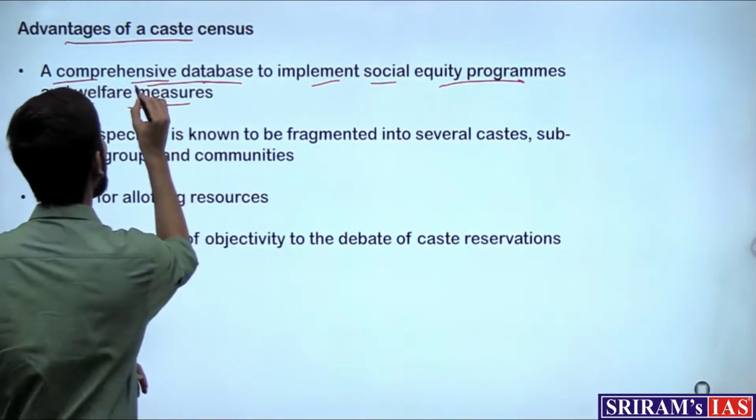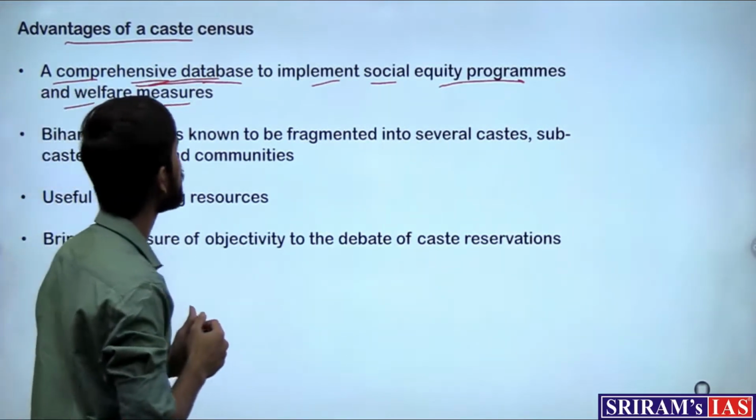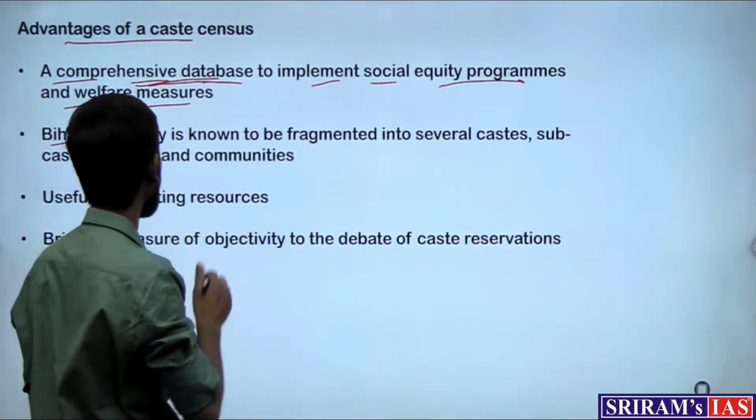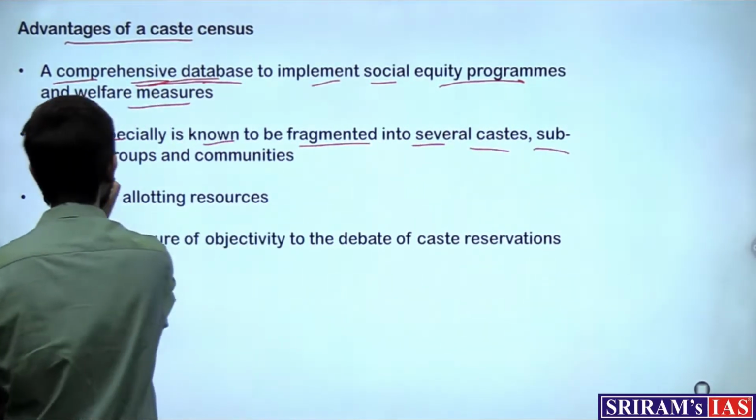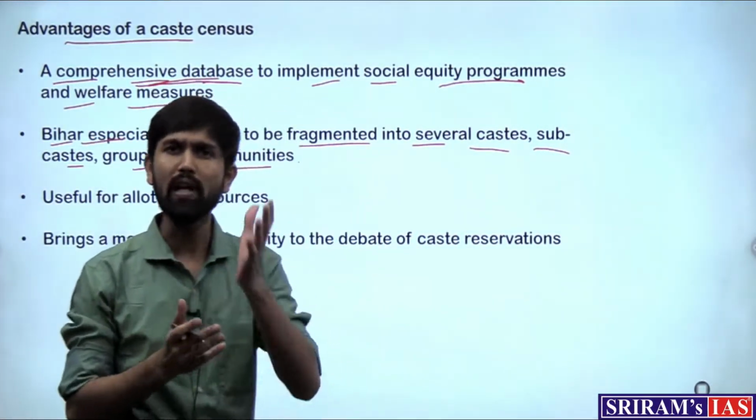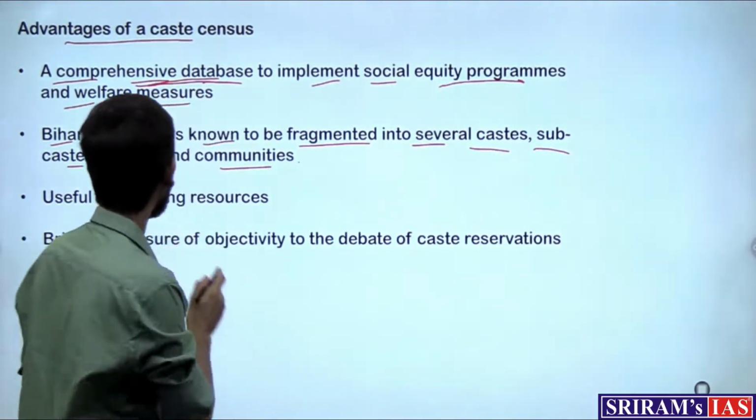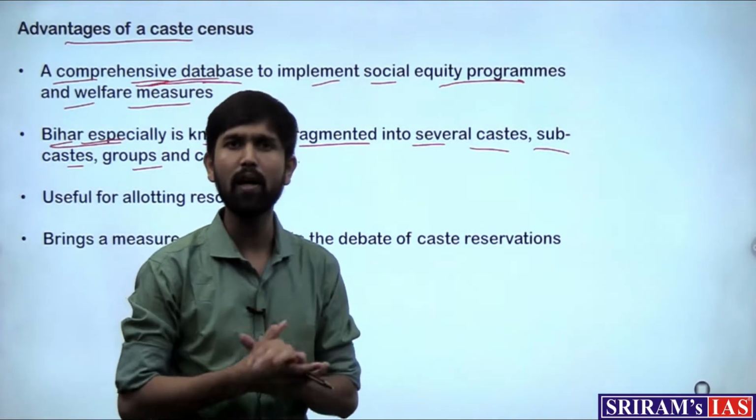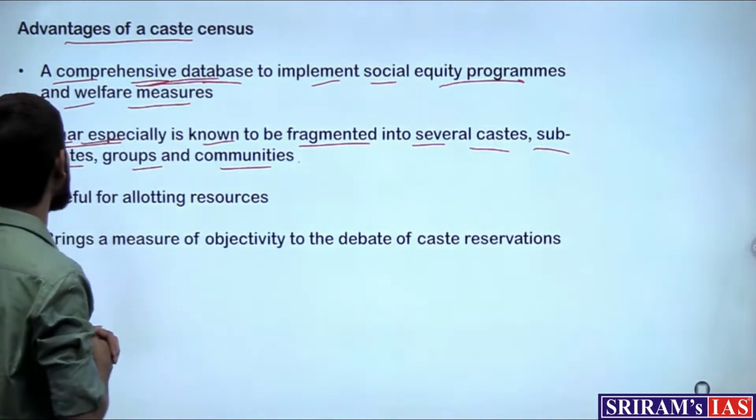So an objective database is a favorable point for such an exercise, especially in Bihar, where the caste count is going to happen, which is known to be fragmented into several castes, subcastes, groups and communities. So in a state where there are various layers of distribution into castes and subcastes, an exercise to enumerate or to calculate the various castes in the community can be a beneficial exercise.